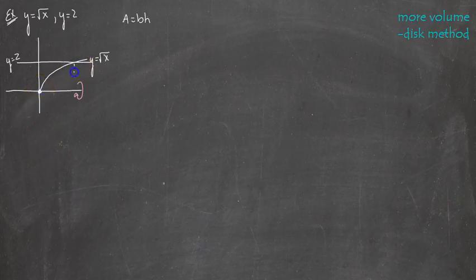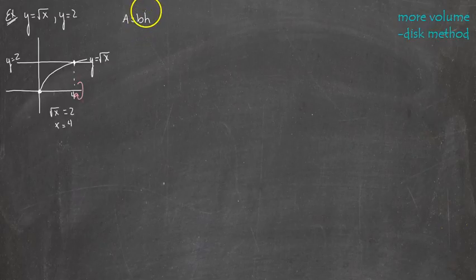My upper bound I'm not so sure about, but I do know that it's defined wherever y equals root x and y equals 2 are equal to each other. So I'm going to set them equal to each other: root x equals 2, and figure out what x would have to be. It would have to be 4. And so my upper bound then is 4. So that covers the length of the base.